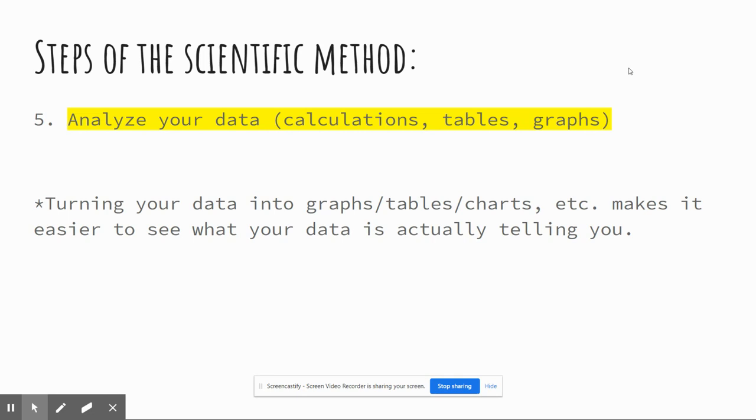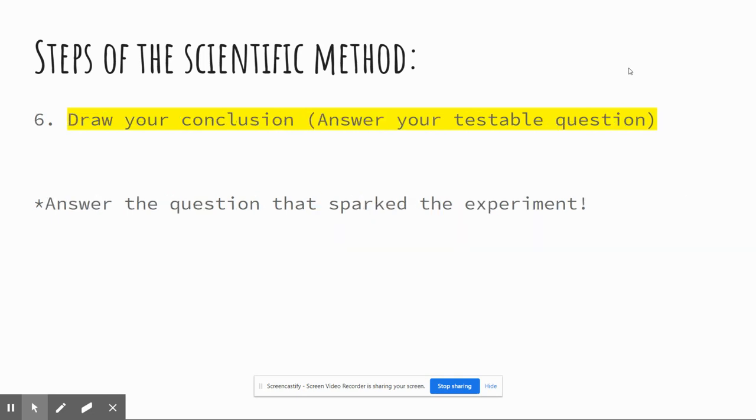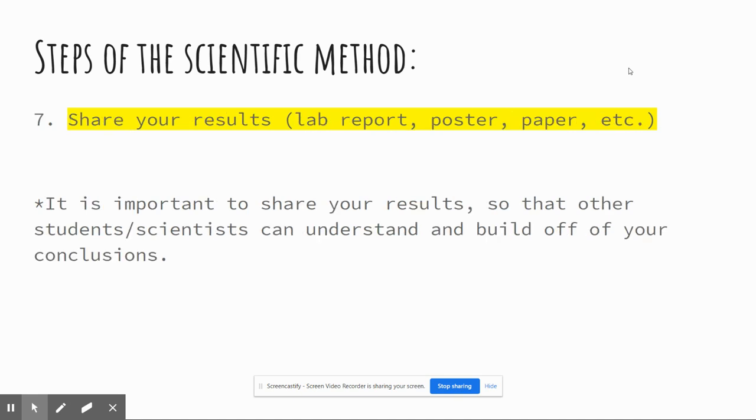Once you've analyzed your data, you're going to be able to draw your conclusion, okay? And I don't mean like physically draw. You're not going to like make a picture or anything like that. Drawing your conclusion basically means looking at all of the data that you collected and answering your testable question. So you started out at the beginning with a question that you were trying to figure out the answer to. Now you have all of this data. You should be able to use that data to kind of bring it back to a conclusion and answer that original question. And then once you've done this, you need to share your results.